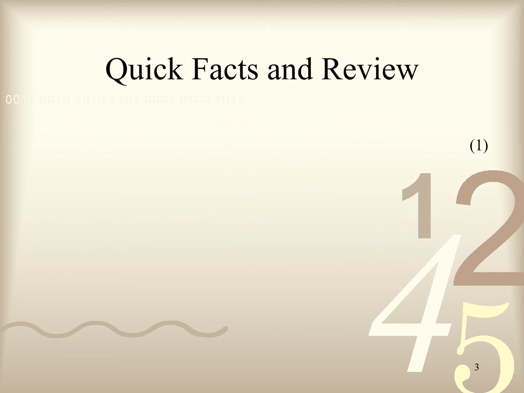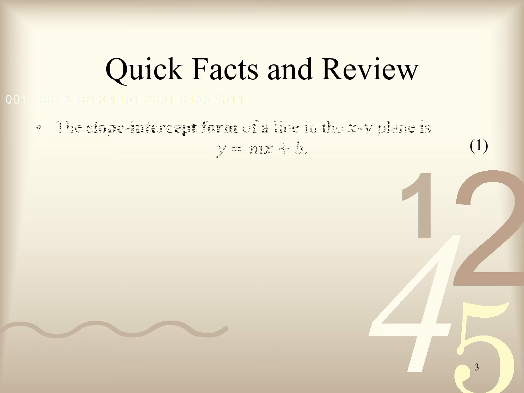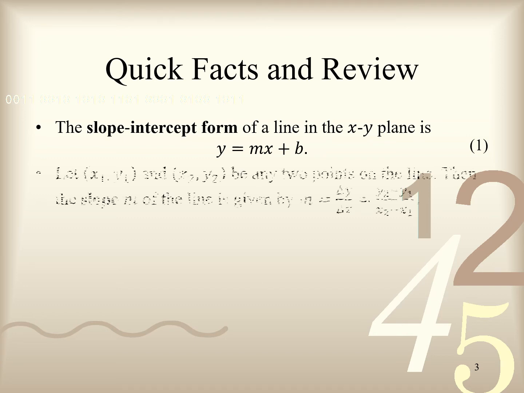Before we solve problem 4, here are some quick facts and review we will need. The slope-intercept form of a line in the xy plane is given by the equation y equal to mx plus b, which we label as 1. Here, m is the slope of the line, and b is its y-intercept. These terms will be defined subsequently.